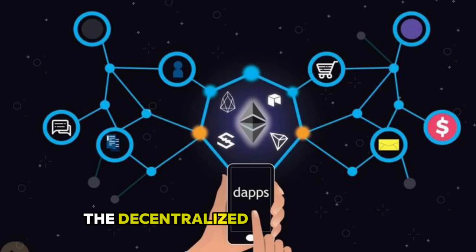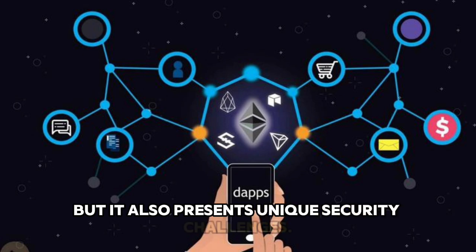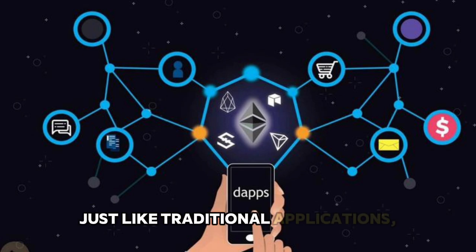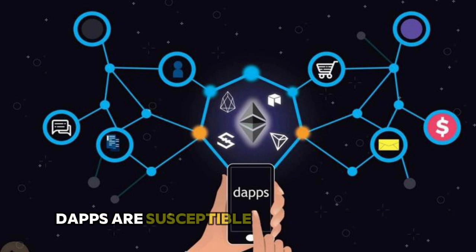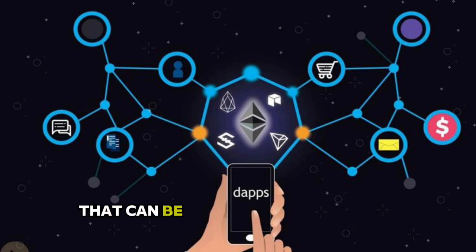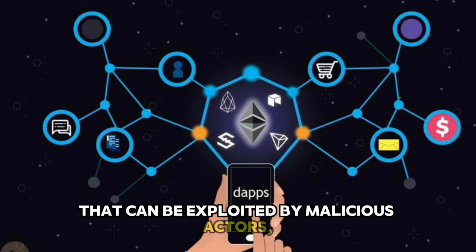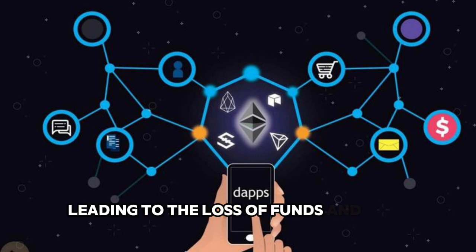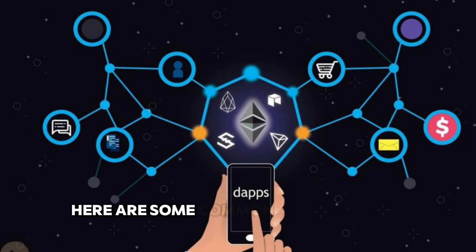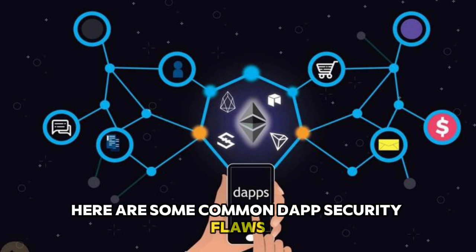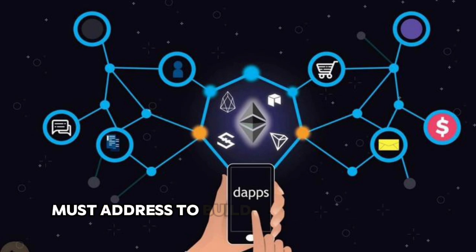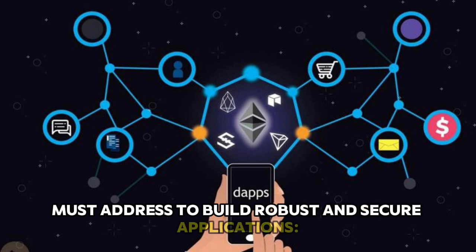The decentralized world of dApps offers exciting possibilities, but it also presents unique security challenges. Just like traditional applications, dApps are susceptible to vulnerabilities that can be exploited by malicious actors, leading to the loss of funds and user trust. Here are some common dApp security flaws that developers must address to build robust and secure applications.